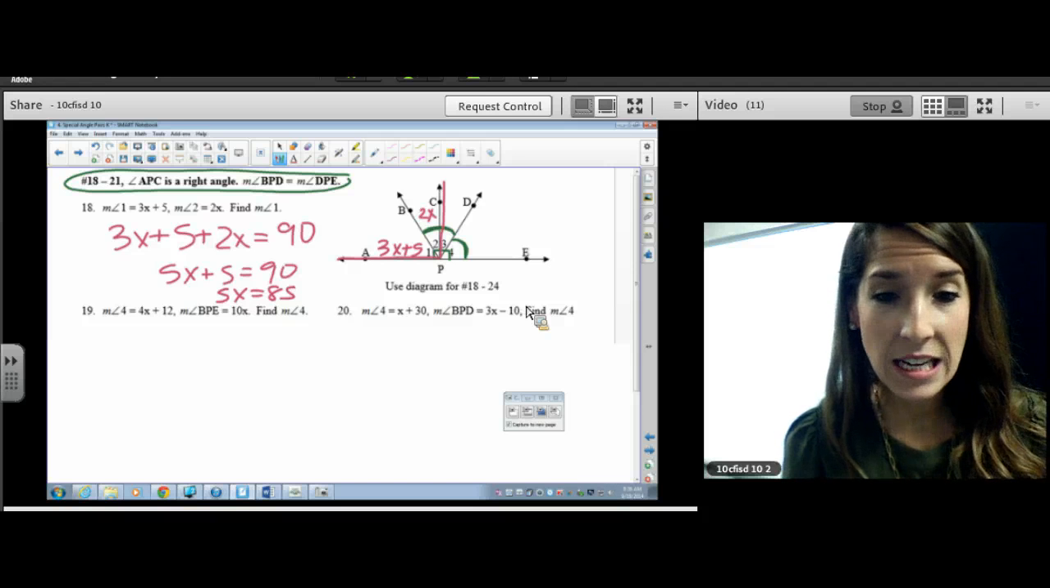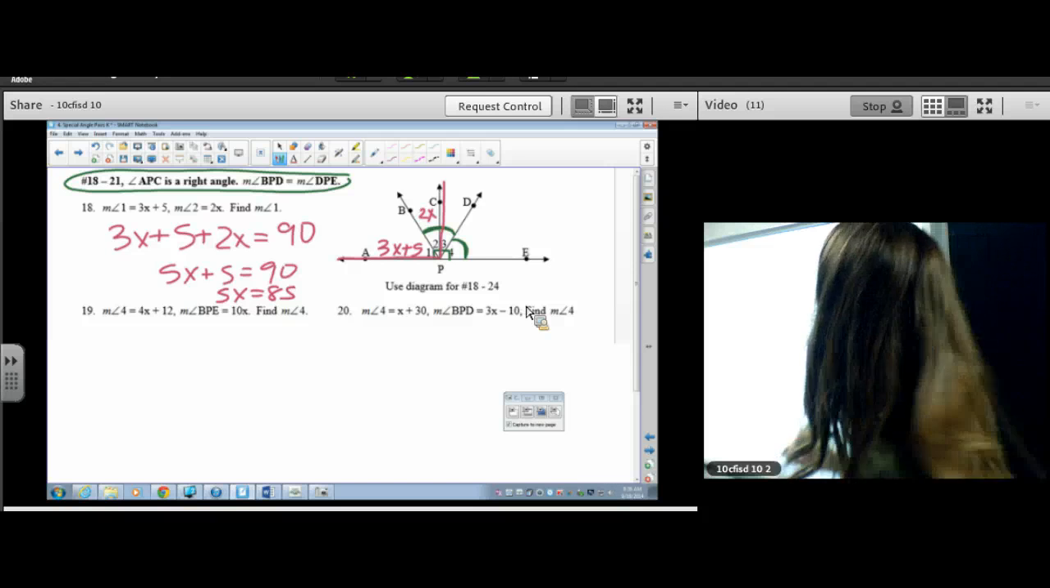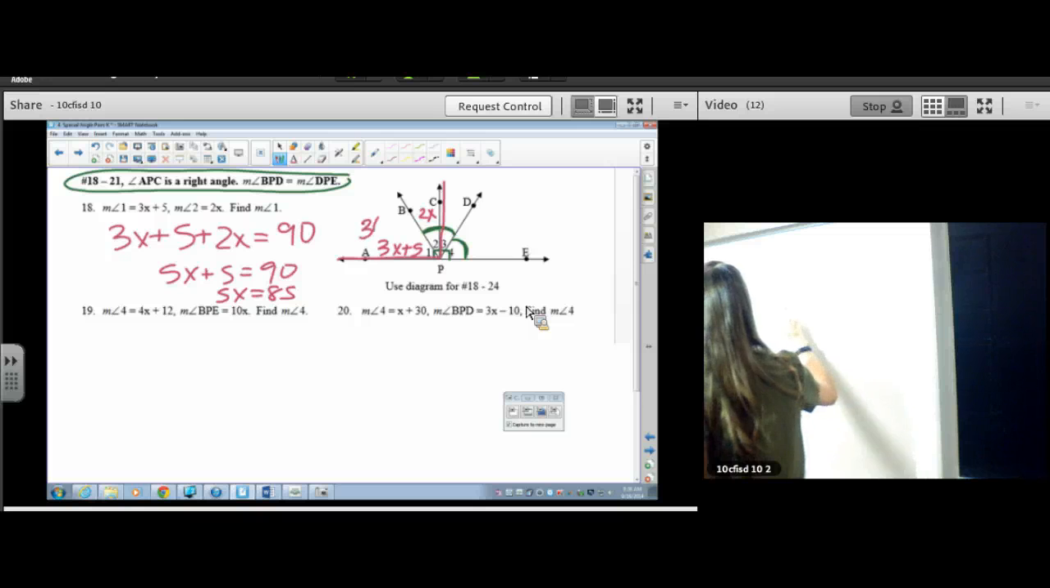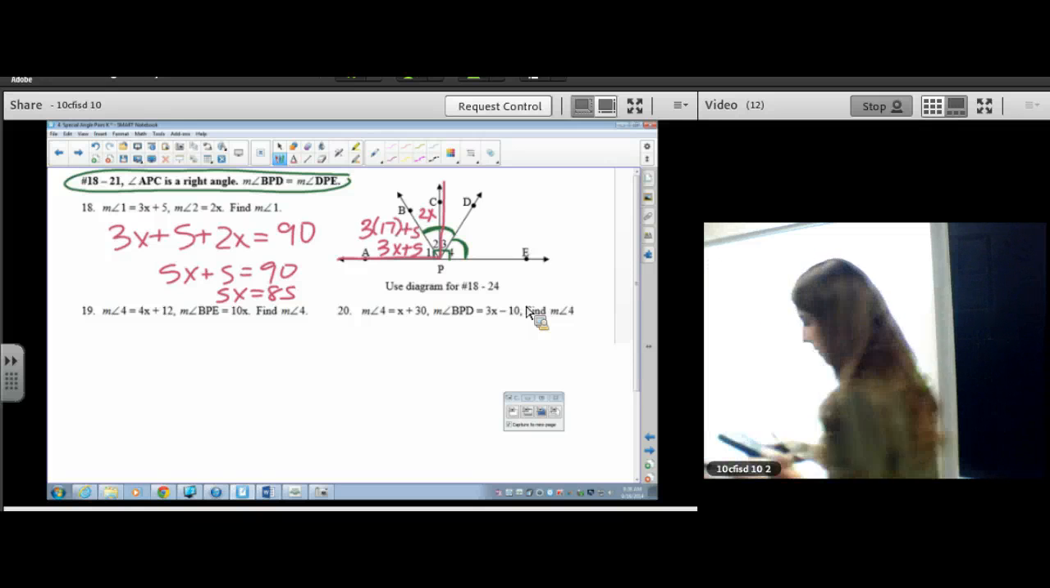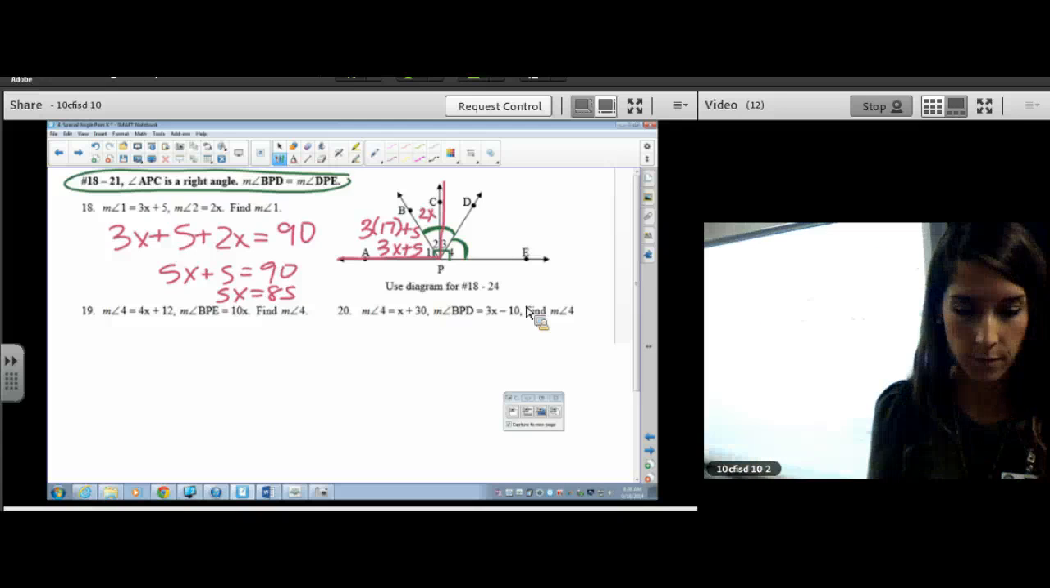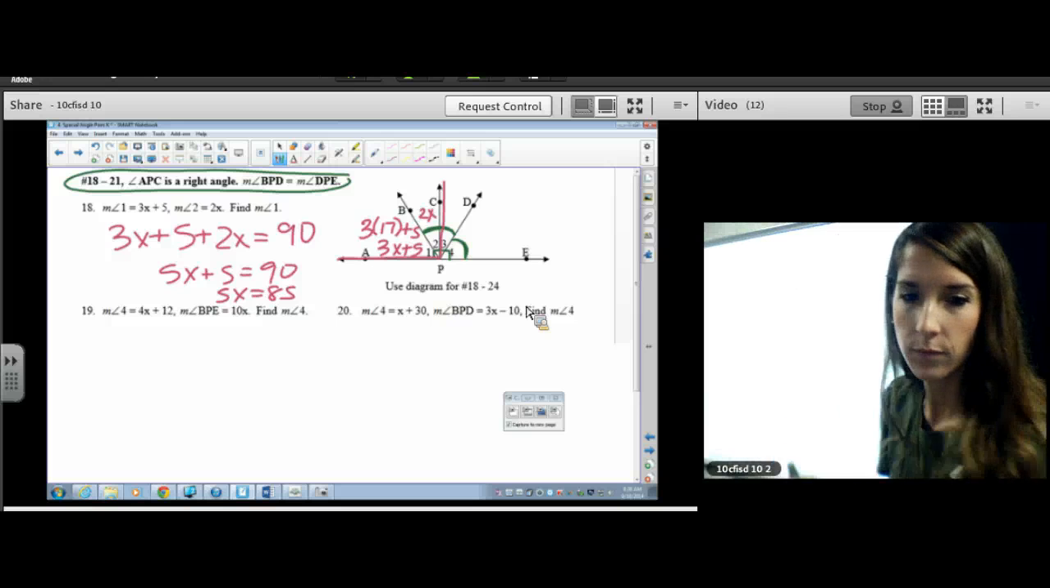X is 17, and then you plug it back in. 3 times 17 plus 5. 56.